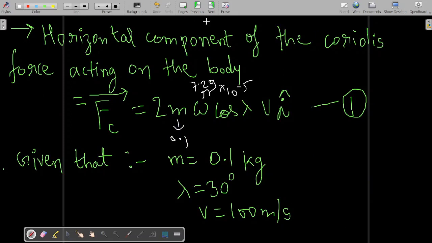Okay, and what about lambda? Lambda is 30. So we will substitute 30 over here, so it will be cos 30. And what is v? v is 100 meter per second, so in the place of v, we will substitute 100 meter per second. Those are the things which we substitute over here.